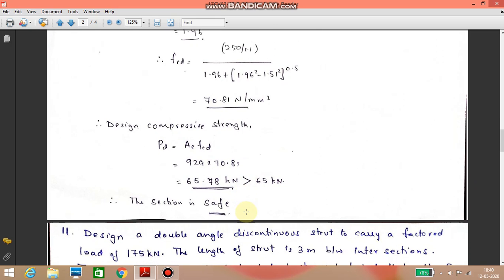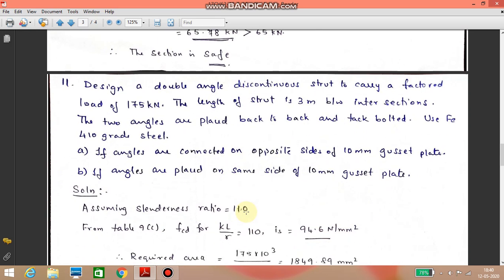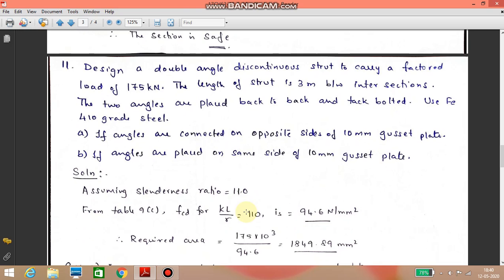So it is a safe design. We will take up one more problem. Design a double angle discontinuous strut to carry a factored load of 175 kilonewton. The length of the strut is 3 meter below the intersection. The two angles are placed back to back and it is stack bolted.